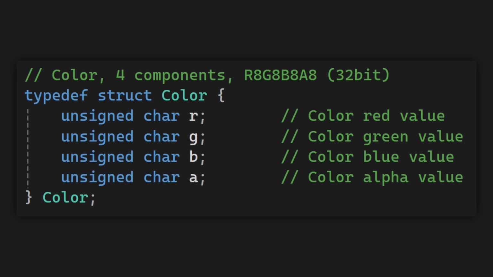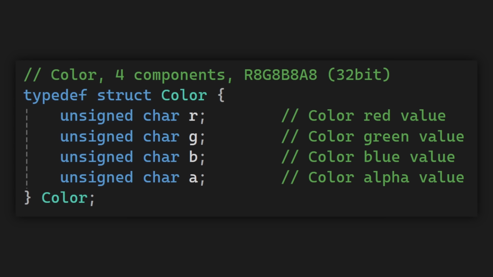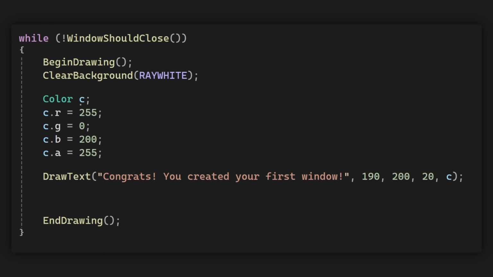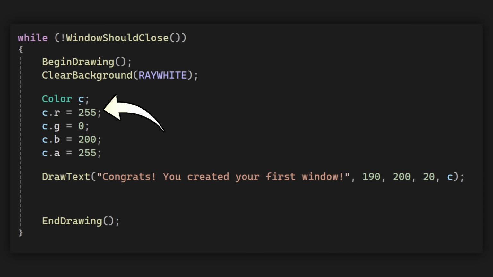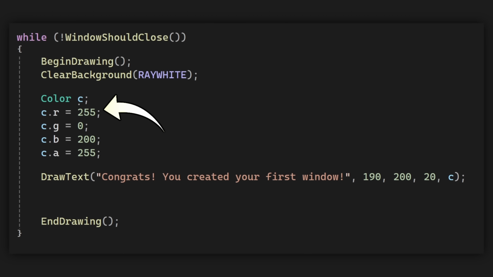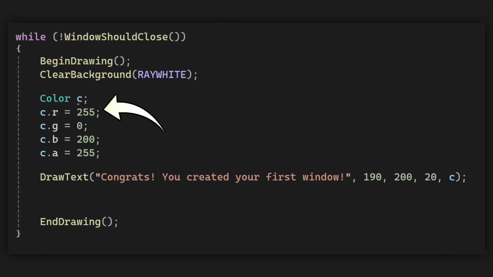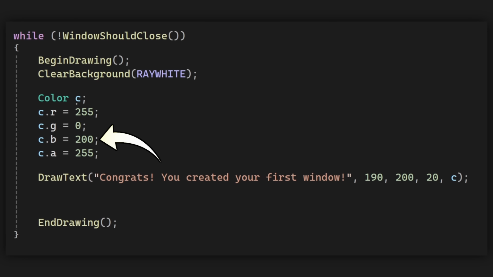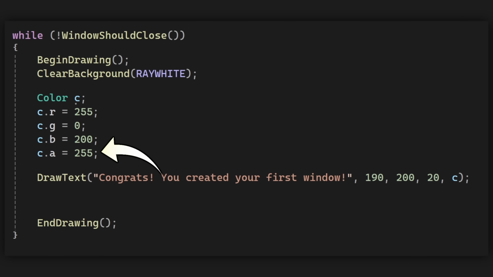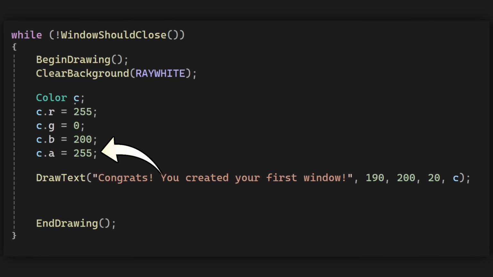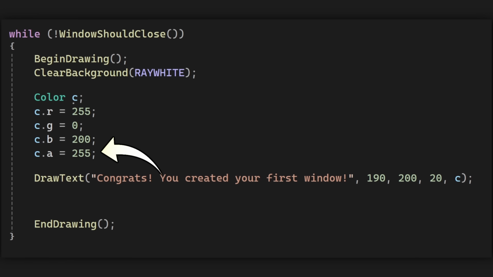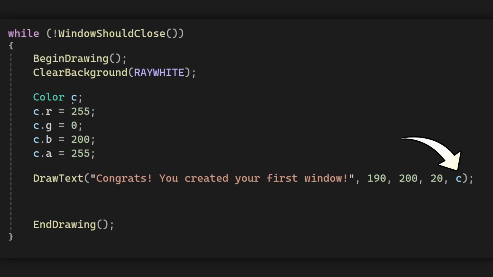Raylib stores colors inside the color struct. Inside this struct, each component is stored as an unsigned char. So for example, this color has the maximum amount of red, because the max value for an unsigned char is 255. It has 0 green and a lot of blue, but not all the way. Finally, the A component is alpha, or opacity, and if you make it a smaller value than 255, it will make that object transparent. Let's try displaying this color.